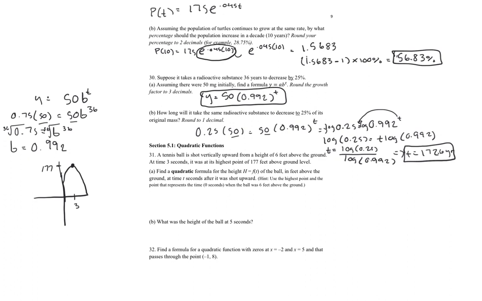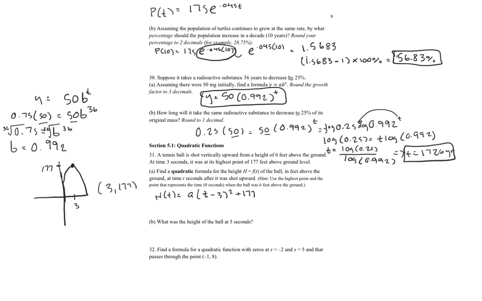So what we can do is put this in vertex form. I think that would be the easiest way to solve this. So we know this height function is going to be equal to some constant a, because there could be a multiplier there, times t. So if our vertex is 3, 177, then we can put it in the vertex form: t minus 3, squared, plus 177, right?